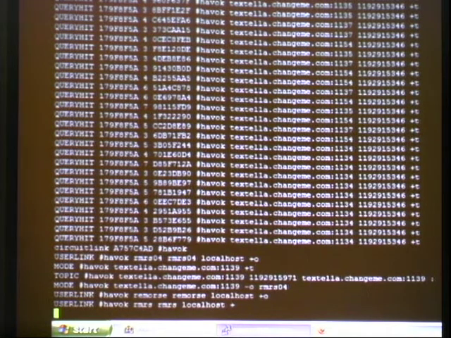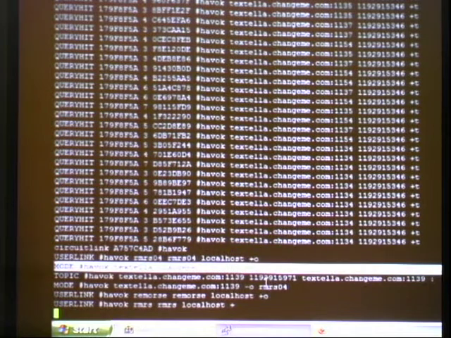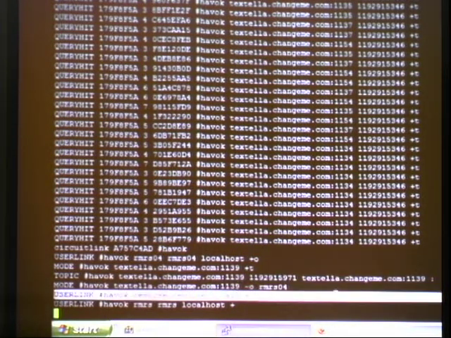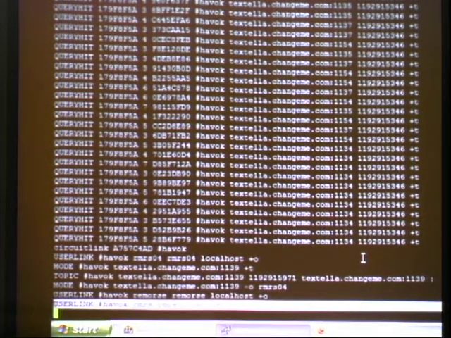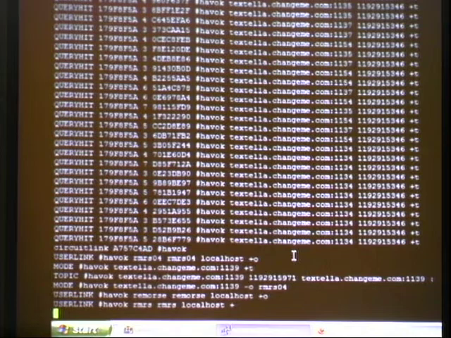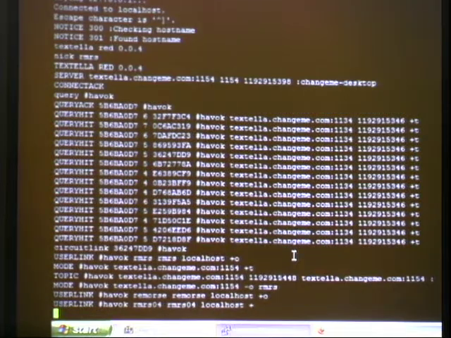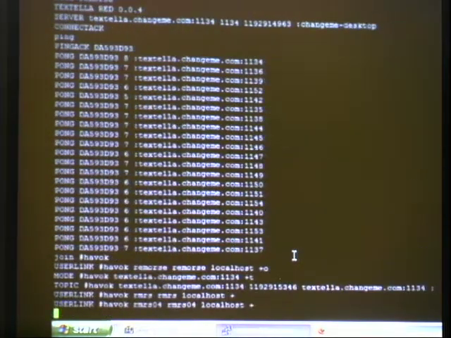Pretty much what the user sees. It's self-joined with ops, topic, and so on. It lost its ops. Remorse came in with ops, and RMRS came in with no ops. So as you can see, the channel is still synchronized with only Remorse having ops. Take a look at that from all the other ones too. Pound Hammock.